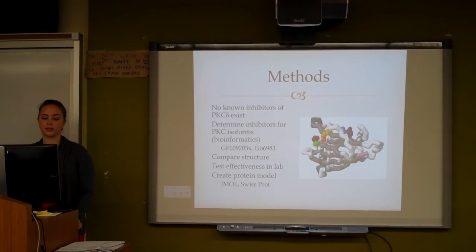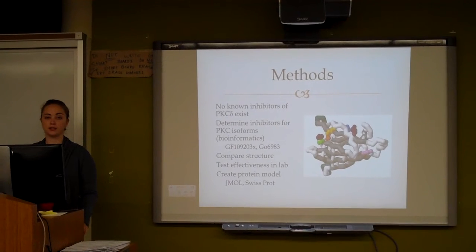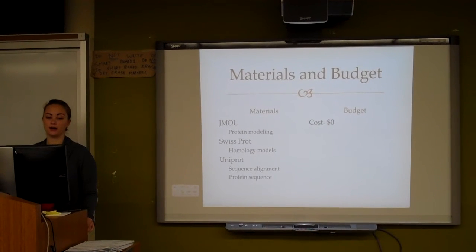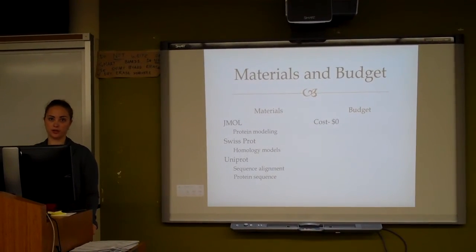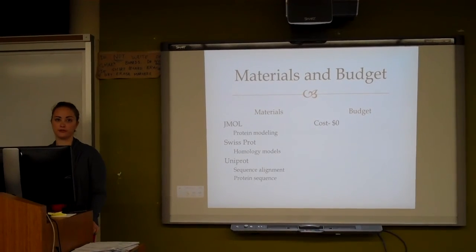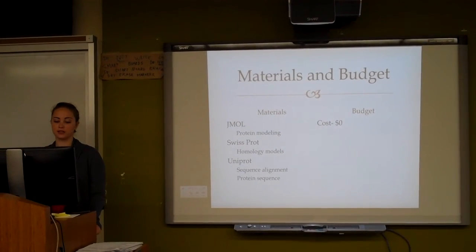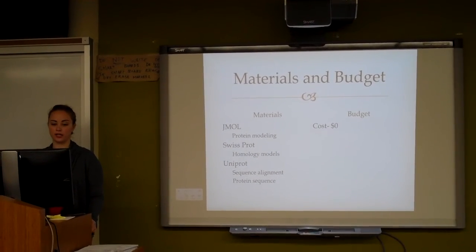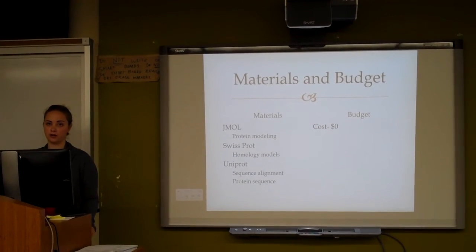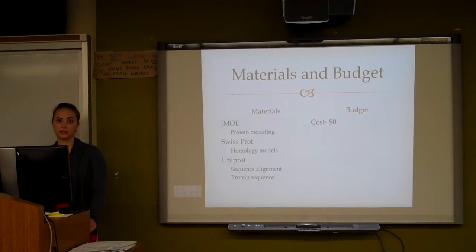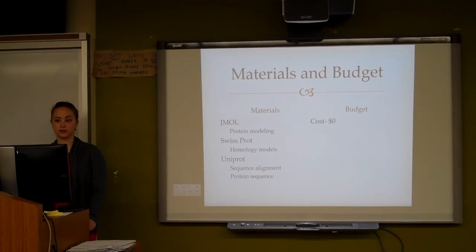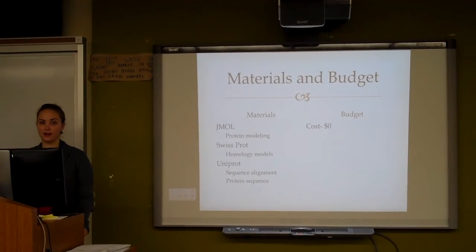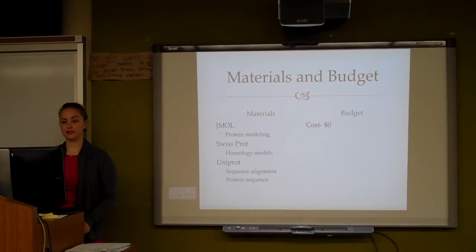And I'm hoping in the spring to test the effectiveness of the inhibitor that I choose within the lab. My materials are going to be JMOL, which is a 3D protein modeling software, SwissProt, which is a free online resource, and that's going to create the actual homology models. It's going to overlay each JMOL file that I make, and Uniprot, which is another online tool that's going to align the sequences of the amino acids and the protein. So because all of my tools are online, the cost is $0.